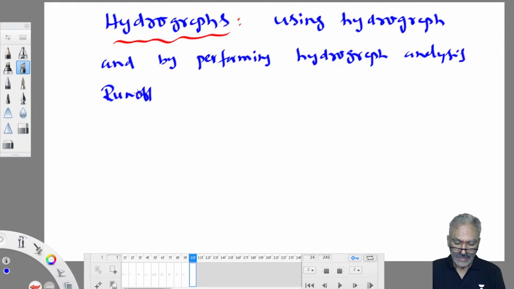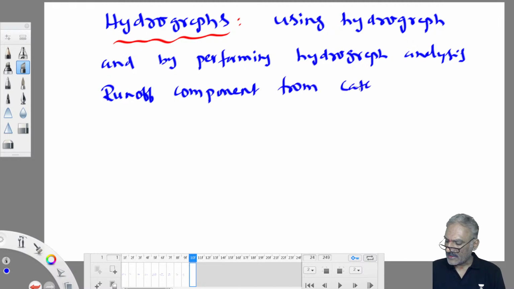Runoff component from a catchment can be estimated. Accurately you can find out.